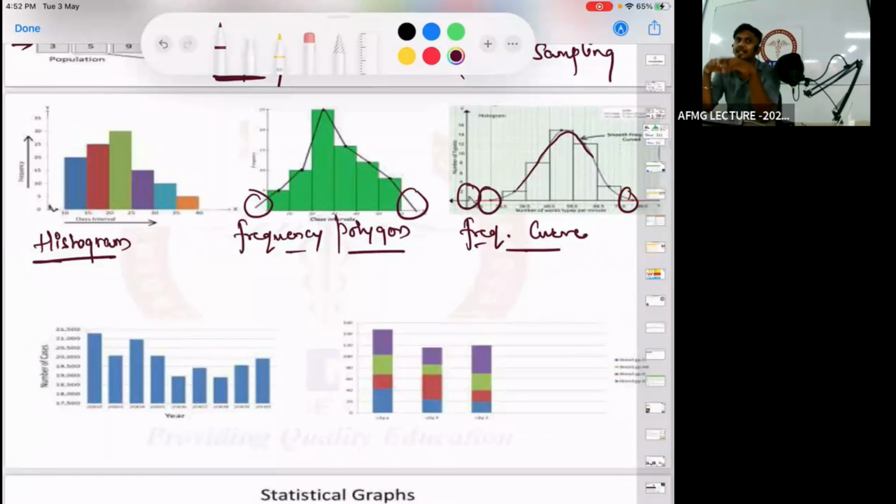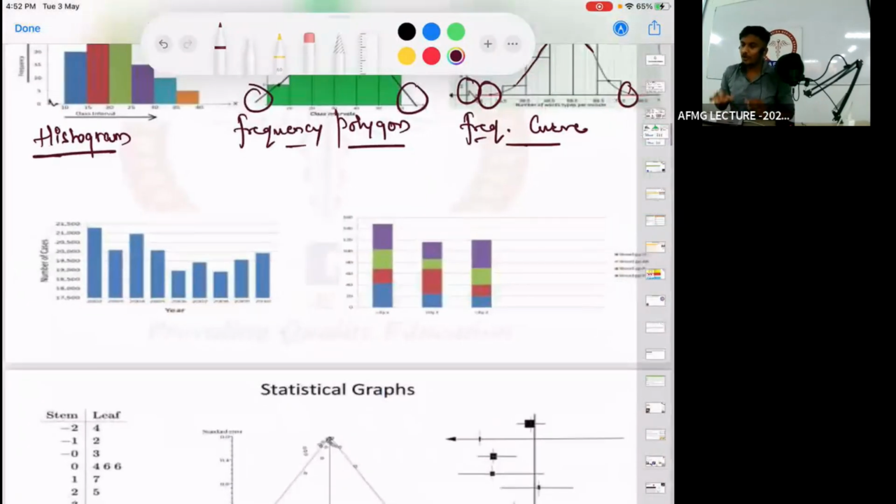So if a line is connecting the histogram, it is known as a frequency polygon. If a curve is connecting histograms, it is called a frequency curve. No issues with this. Important: a frequency polygon does not touch the baseline, whereas a frequency curve touches the baseline.